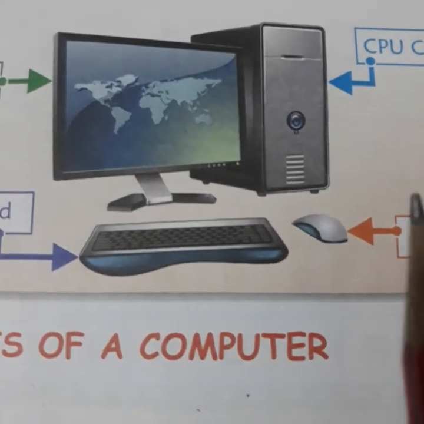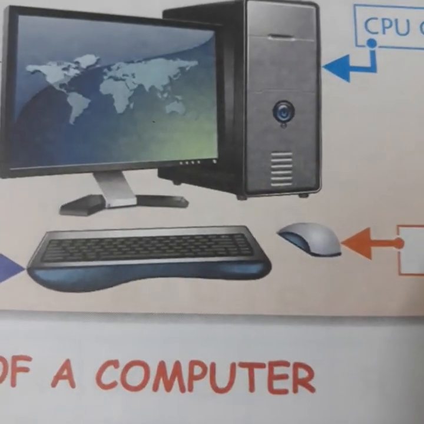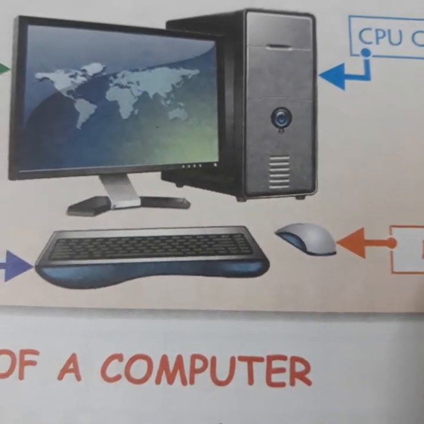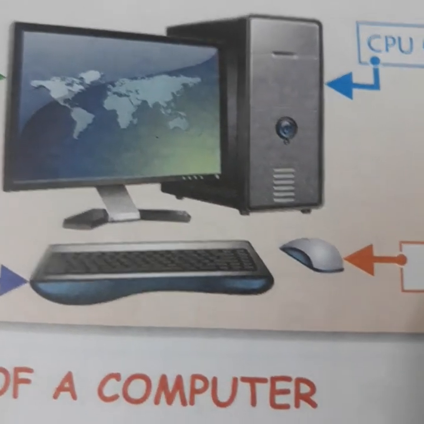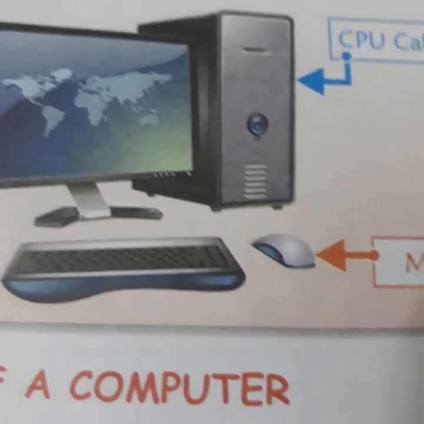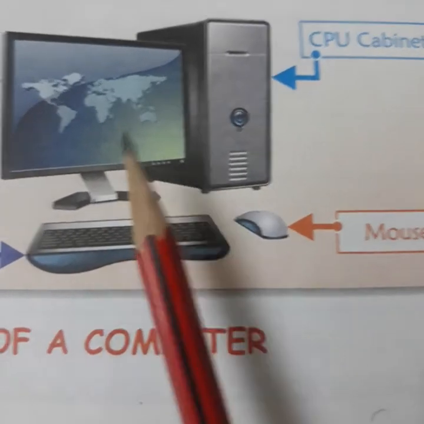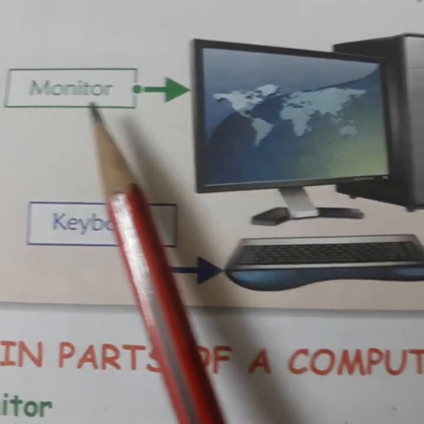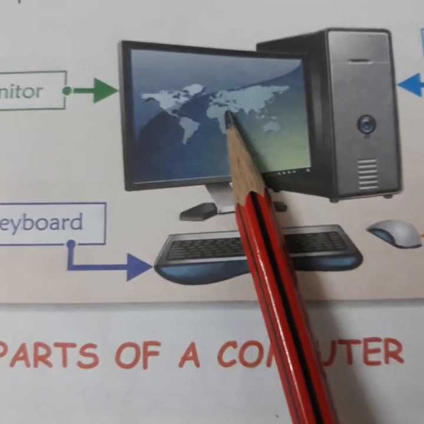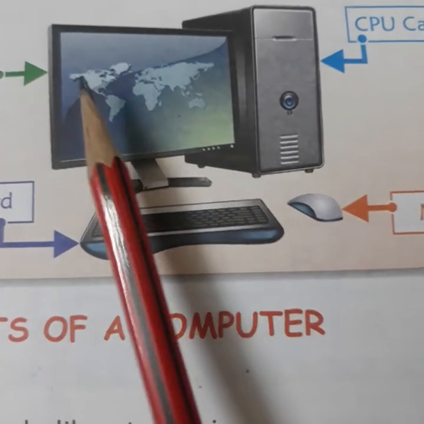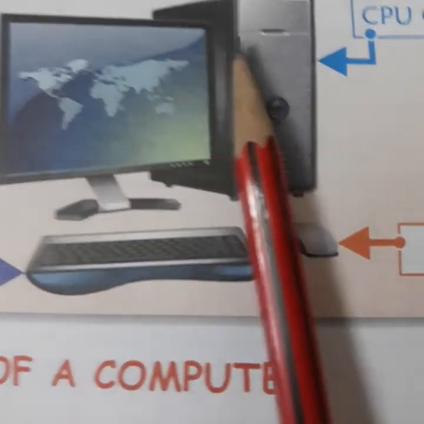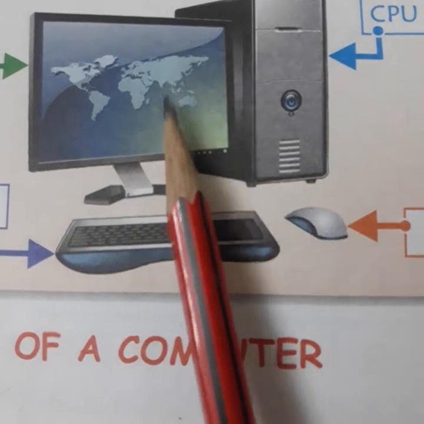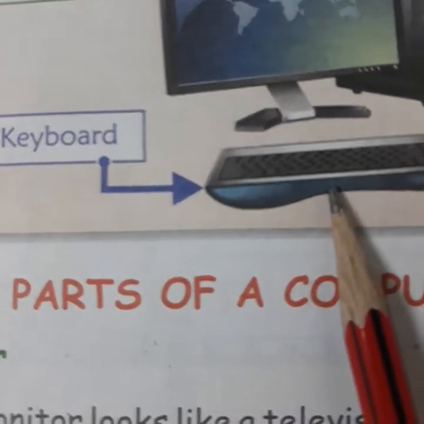Now we discuss the parts of a computer. A computer also has different parts. We will discuss the 4 main parts of a computer. The 4 main parts of a computer are the monitor. This is called the monitor. It looks like a television. Don't you think it looks like a television? The other one is the keyboard.